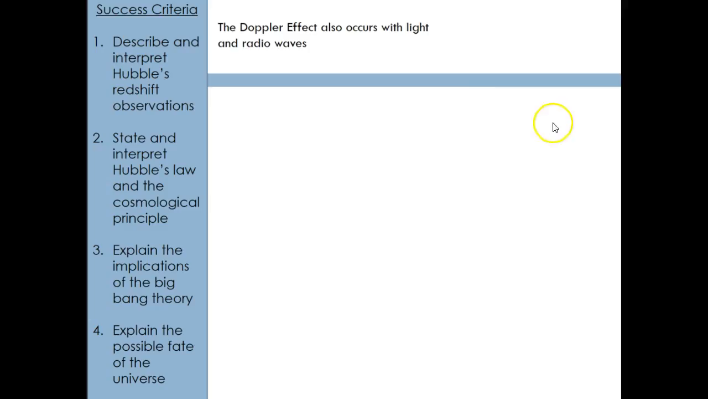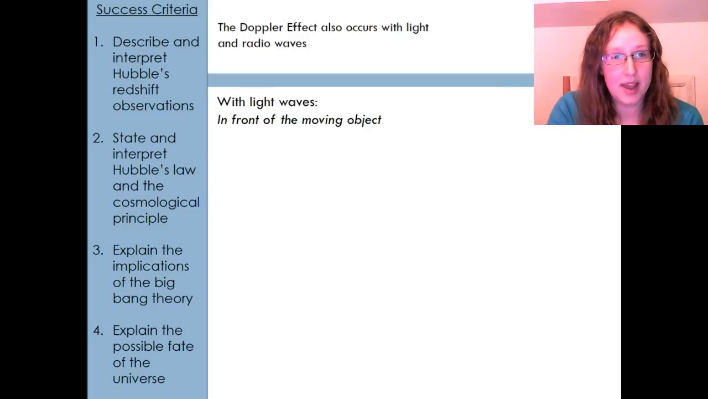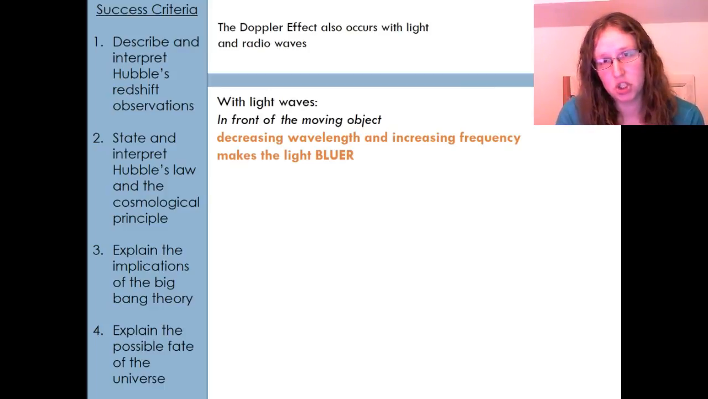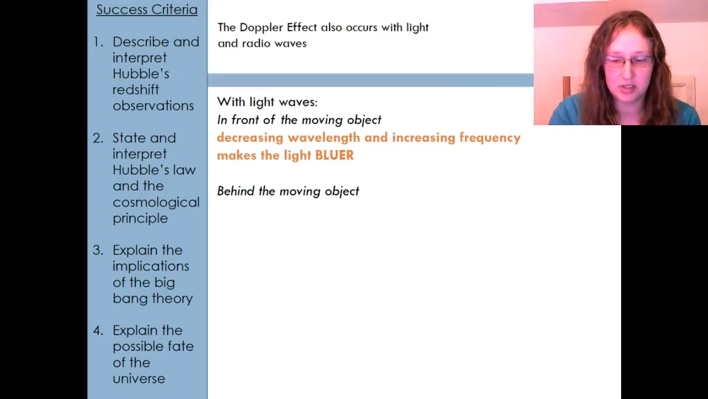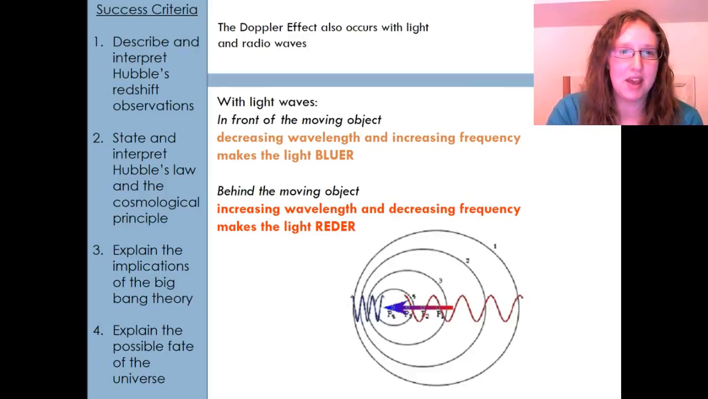Now, obviously, this can happen with light waves as well as sound waves, and radio waves as well, for that matter. So, with light waves, in front of the moving object, we get decreased wavelength, increasing frequency, makes it appear bluer. So it would shift it towards the blue end of the spectrum. If you're behind the moving object, if the object is moving away from you, we get an increase in wavelength, decrease in frequency, which makes the light appear redder.